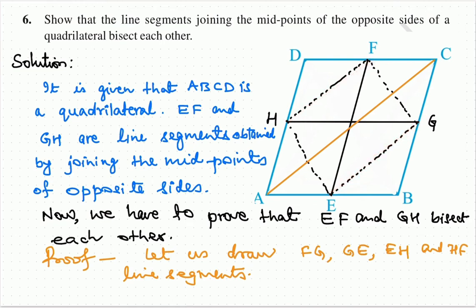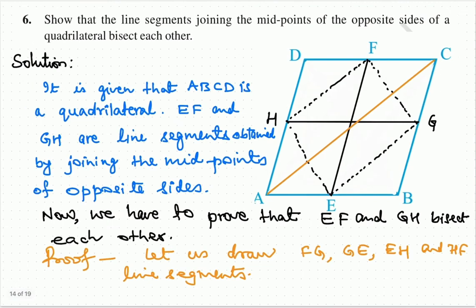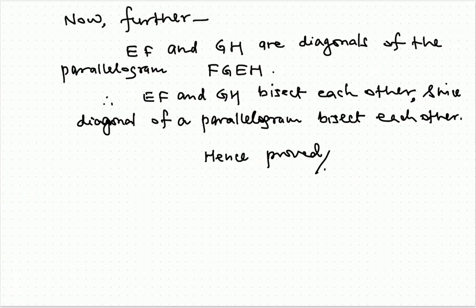This is a property of a parallelogram. So we proved that EGFH is a parallelogram. Now further, EF and GH are the diagonals of the parallelogram. Therefore, EF and GH bisect each other, since diagonals of a parallelogram bisect each other. Hence we proved this problem.